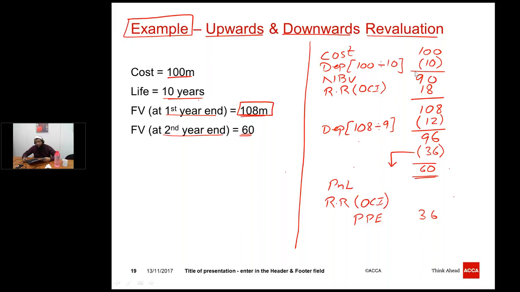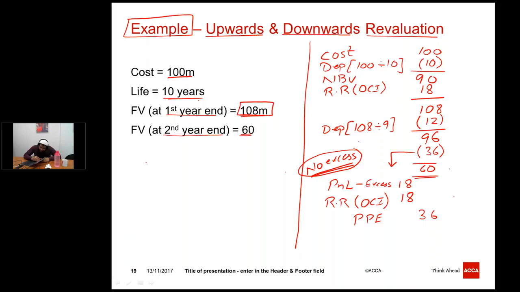Now, what amount will be recorded in the revaluation reserve? This depends on whether we are transferring the revaluation reserve to retained earnings or not. If no excess depreciation is being transferred, the revaluation reserve will be 18 and the remaining excess balancing figure is going to be recorded in P&L of 18. If no excess depreciation is being transferred, then this is going to be the entry.